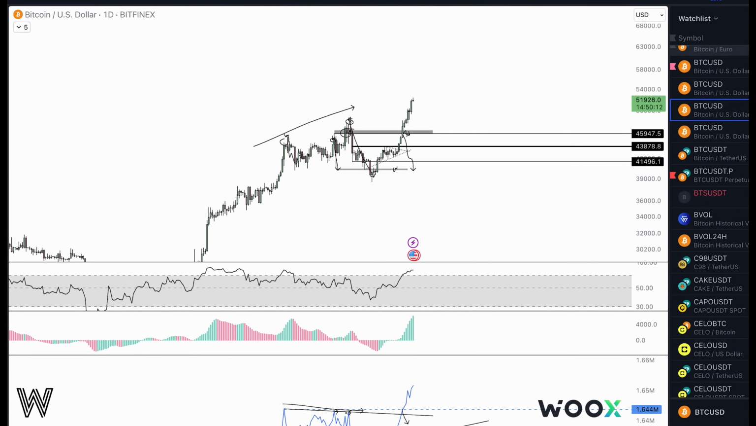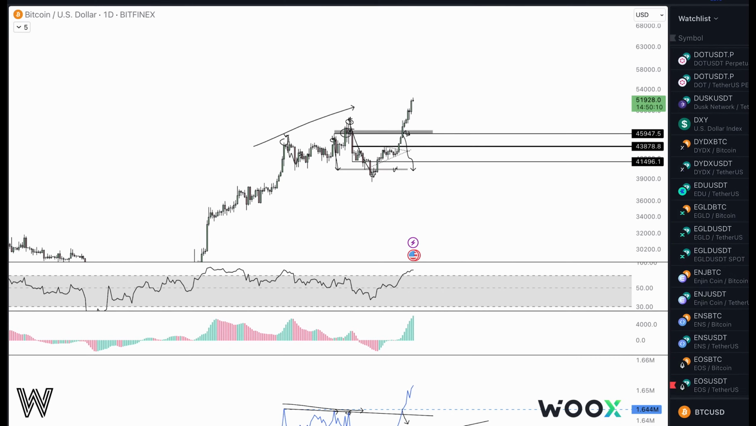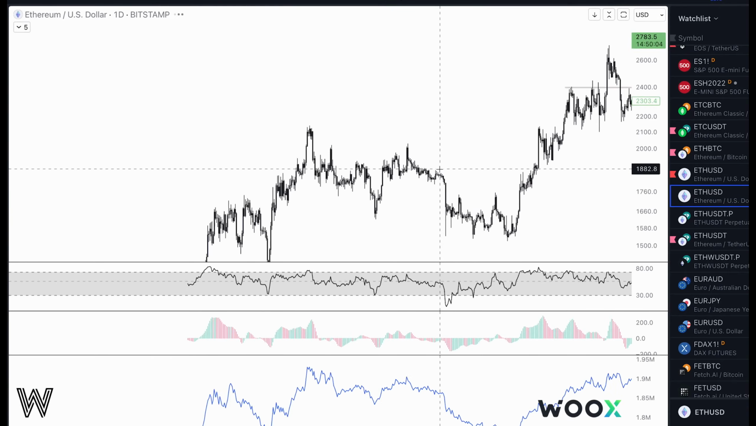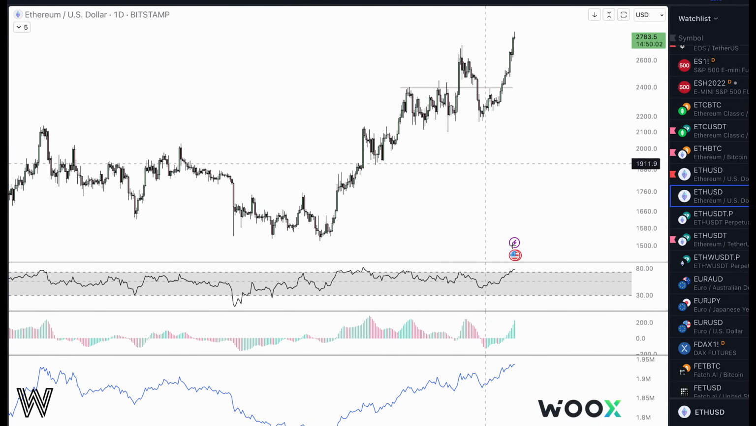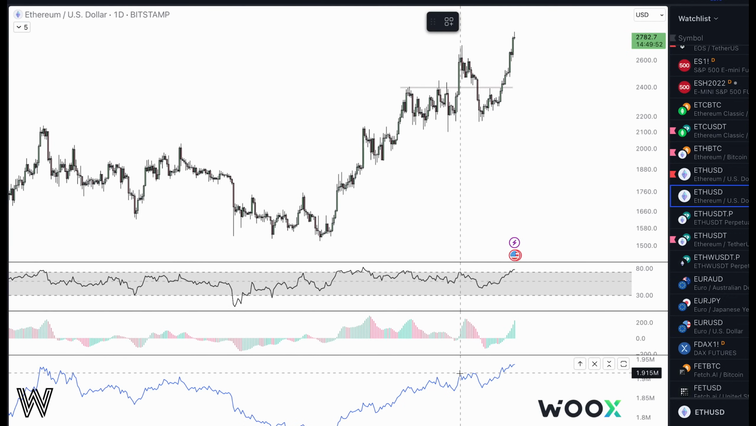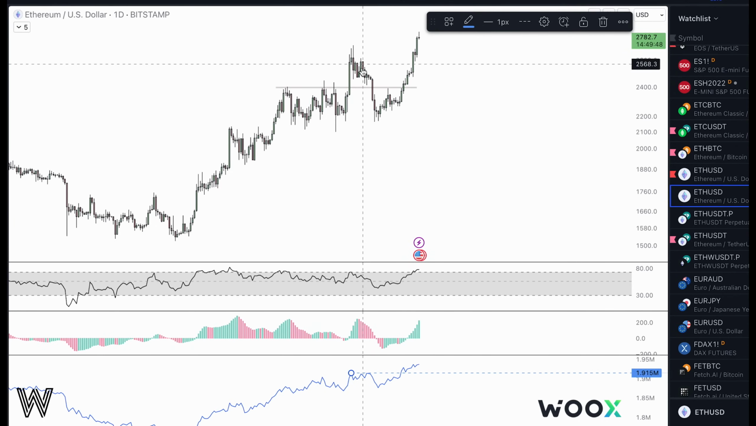I repeat, don't be influenced by all the other coins, especially those low caps. I suggest you use it on Ethereum and Bitcoin, like Ethereum here. We had a significant spike, okay? But I noticed that we were always beneath this level, so I didn't expect higher highs.